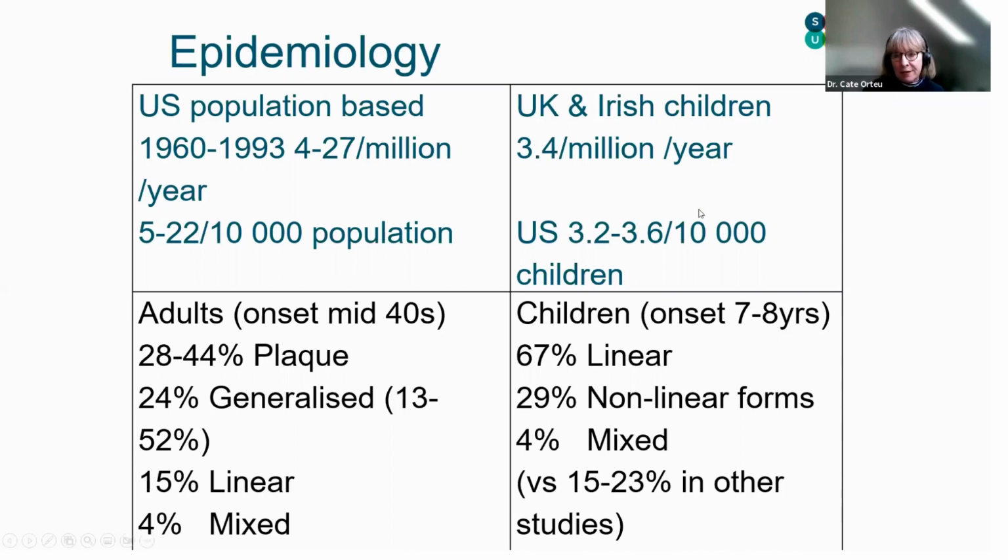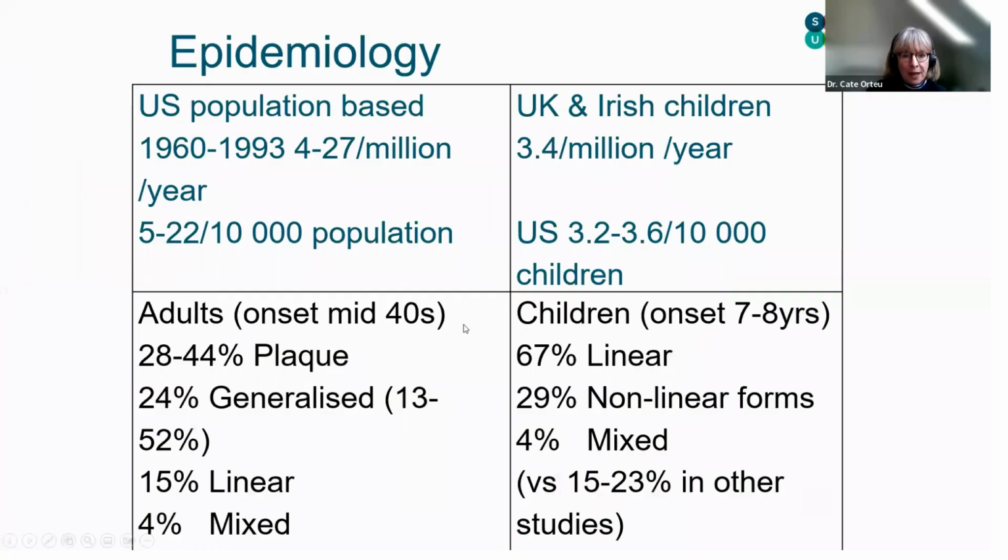That was roughly 2010, and then in the last couple of years there is a publication from the US which looked at insurance registrations and identified a higher prevalence, so quite a high prevalence again, of 3.2 to 3.6 per 10,000 children in the population who had Morphoea or had a diagnosis of Morphoea listed. So it's rare, but it's not that rare actually.